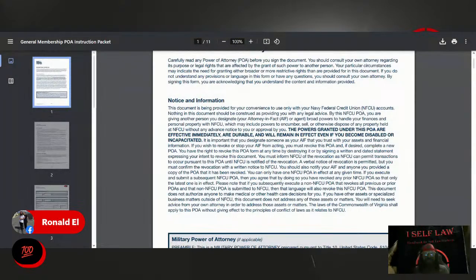It said it's important that you designate someone as your AIF that you trust with your assets and financial information. If you wish to revoke or stop your AIF from acting, you must revoke this POA, and if desired, complete a new POA. All right, so this is what I'm saying. You have to revoke the last POA that you gave them when you first signed up the account, and then you have to turn around and put a new POA on record. It's telling you in this POA this is not a trust, so you have to have somebody you trust because that's your trustee. So your trustee has to act as the power of attorney. This is for your accounts. This is for you to use with your accounts to take over your accounts.